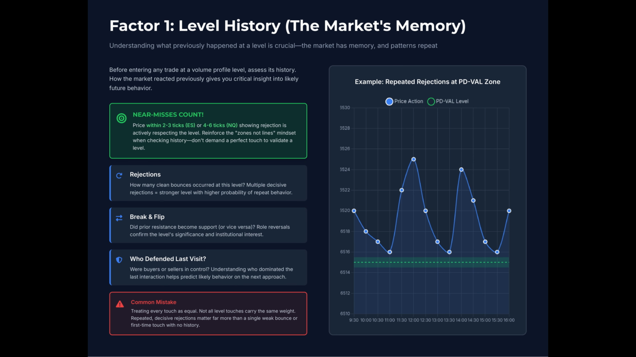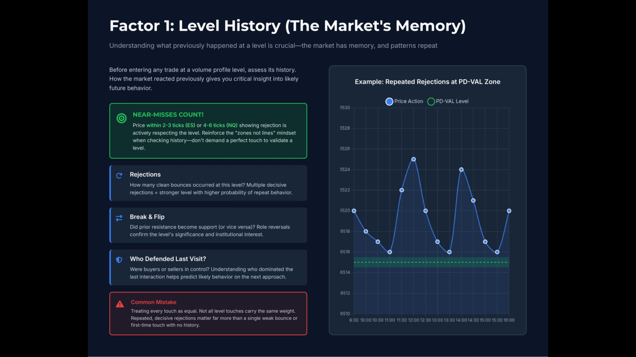Welcome to Factor 1 of our 3-factor analysis, level history. This is where you learn to read the market's memory and understand which volume profile levels truly matter. Let's establish the fundamental principle. Markets have memory. Institutions, algorithms, and professional traders watch specific price levels and react to them based on historical behavior.